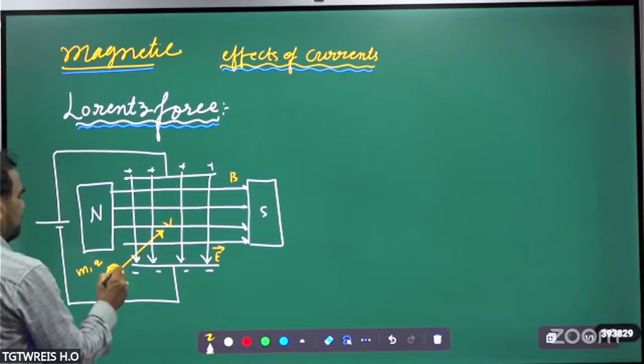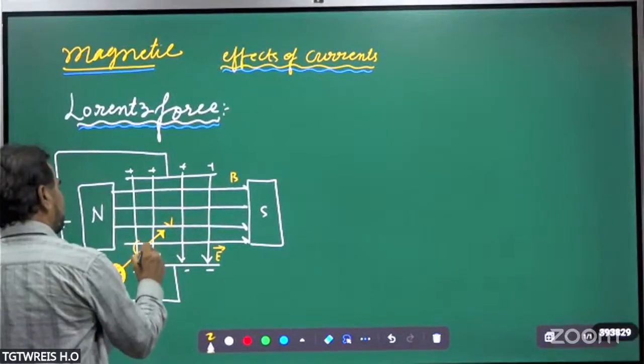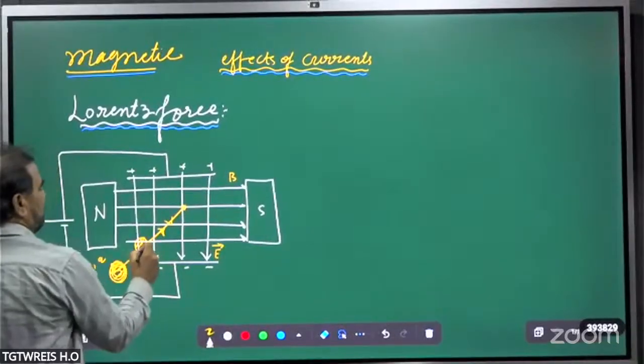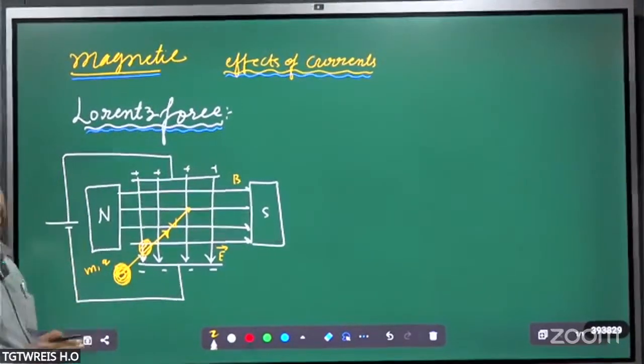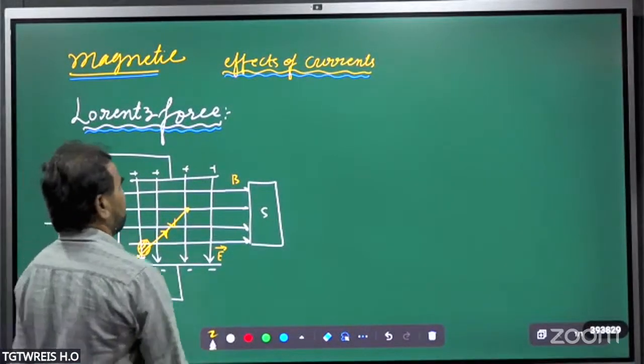the charged particle experiences a force in the electric field. Next, the charged particle experiences a force in the magnetic field. So how much force does it experience?